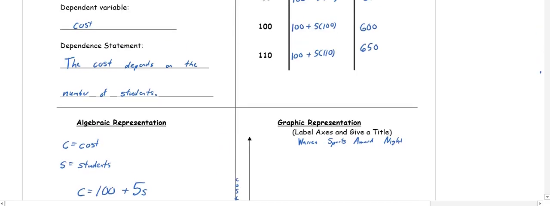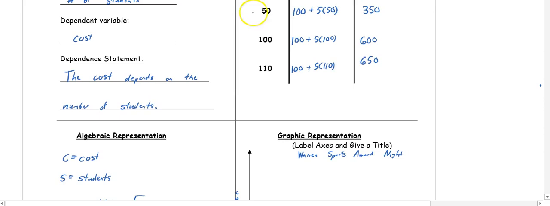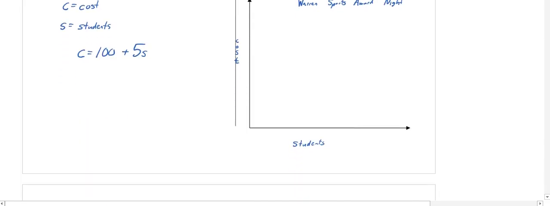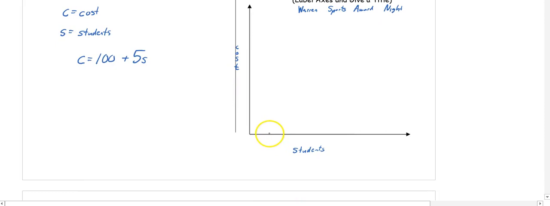So if we go back up to the table so that we have our 3 points, notice that the students are 50, 100, and 110, so we need to figure out a way to count up to that. So I'm going to count by tens on the x-axis, so I need to make sure I have enough space for all of them. So 10, 20, 30, 40, 50, 60, 70, 80, 90, 100, 110.